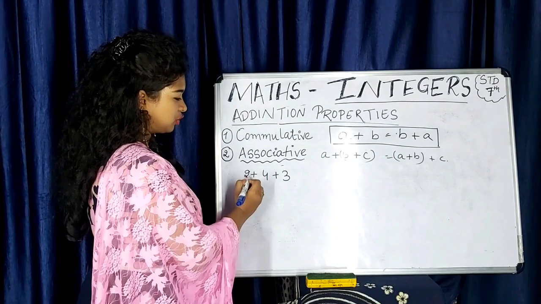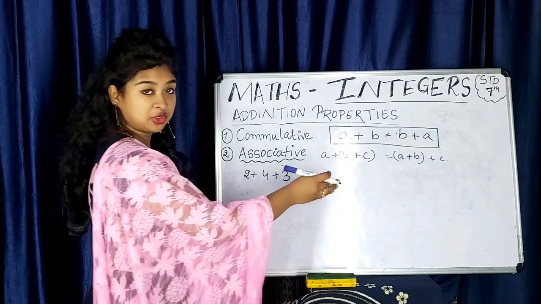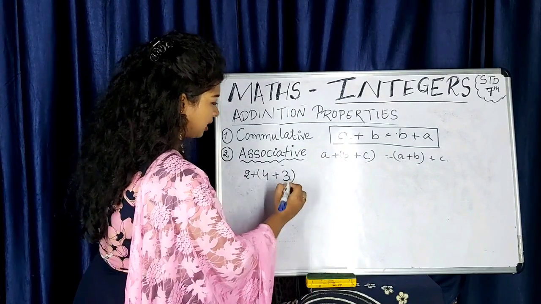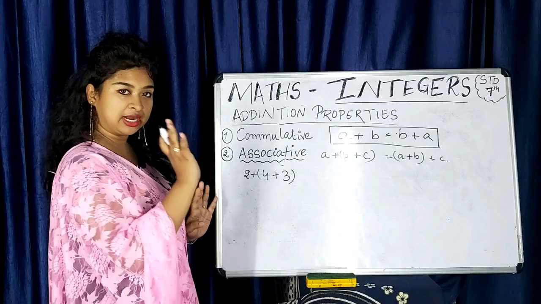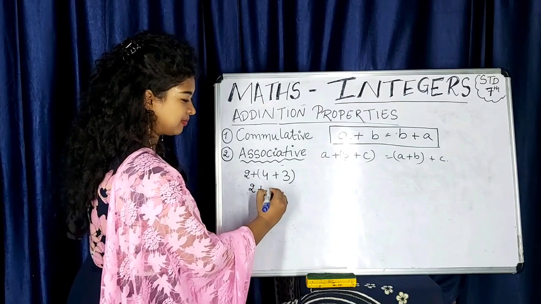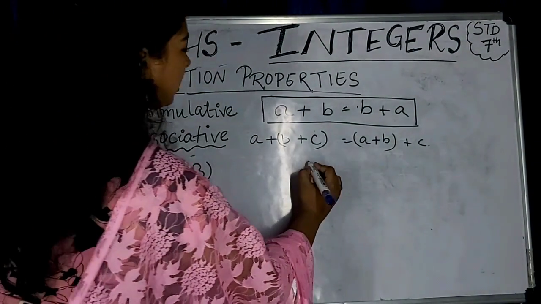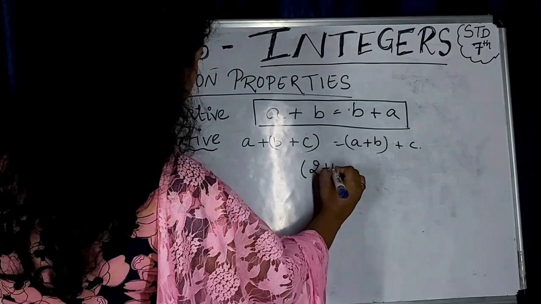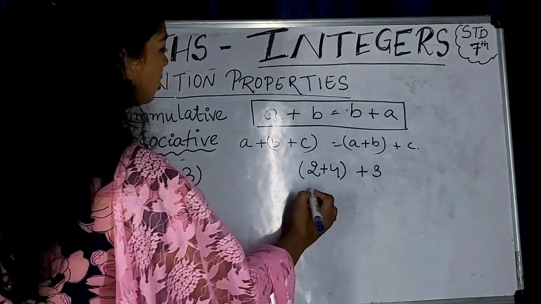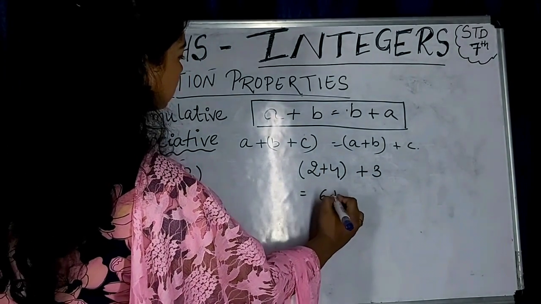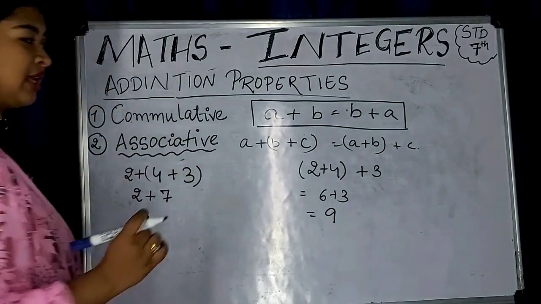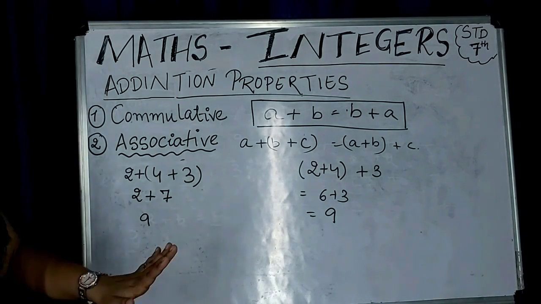In the first pattern, you can pair up B plus C. You're going to pair up 4 plus 3 and 2 plus 7, right? And you're going to get the answer: 7 plus 2 is 9. In the same way, if you do it in this pattern also, you pair 2 plus 4, then plus 3. So 2 plus 4 is 6, 6 plus 3 equals 9, right? You can do it either way.